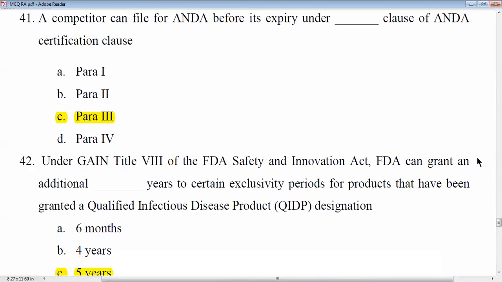A competitor can file for ANDA before its expiry under dash dash clause of ANDA certification clause. Option A is para 1, option B is para 2, option C is para 3, option D is para 4. So the correct answer is para 3. A competitor can file for ANDA before its expiry under para 3 clause of ANDA certification clause.